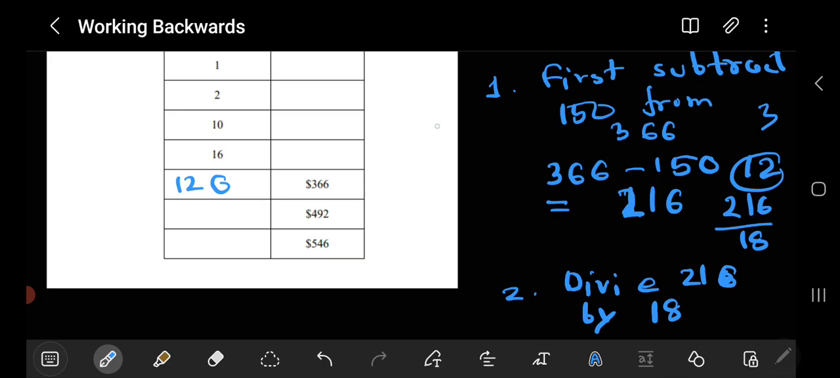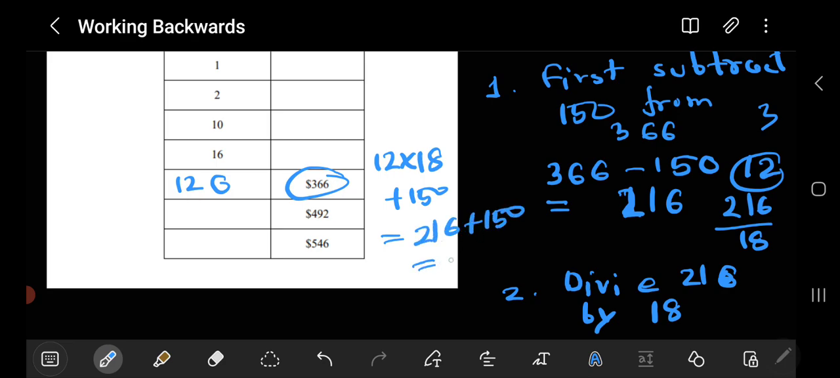And you can check your work whether this is right or wrong. You can do 12 times 18 and plus 150, and you should get that 366 back. If you don't get it back, that means you made a mistake somewhere in your work. So 12 times 18 will give you 216, and plus 150, that will be 366. So you can see, yep, this is working. So that's how working backwards works.